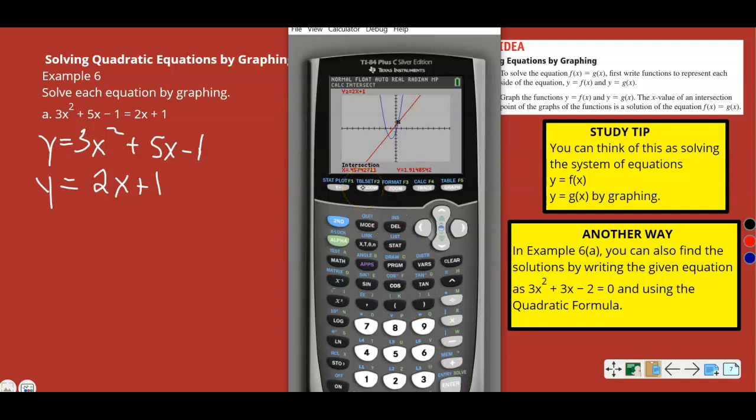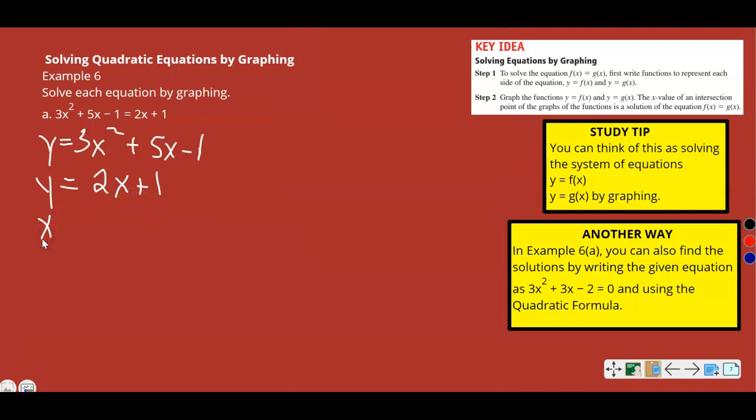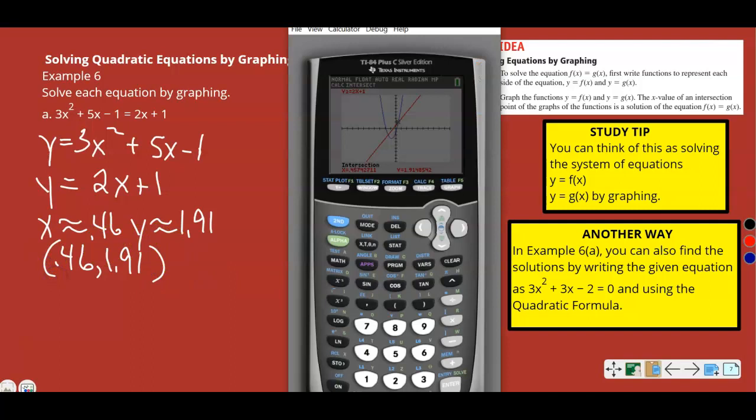And it says the intersection is about 0.46 and 1.9. All right, so let's write down x is about 0.46. Y is about 1.91. So that would be one intersection point, 0.46 and 1.91. All right, does look like there's a second intersection.